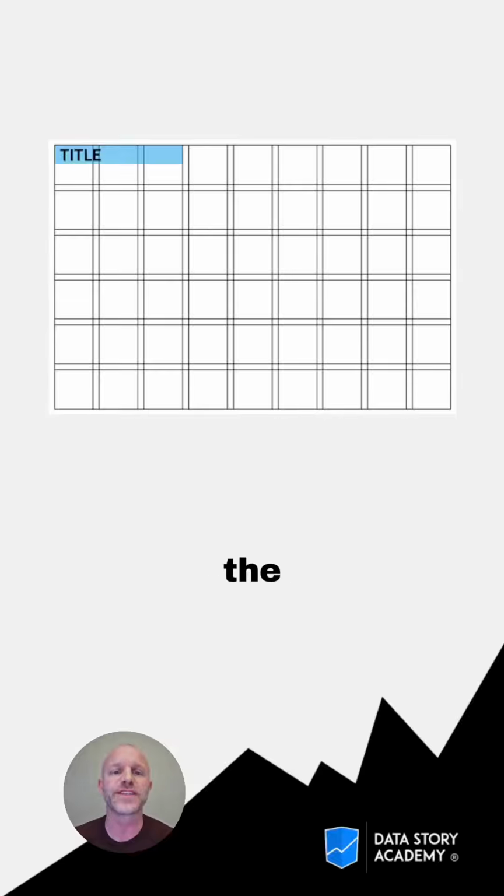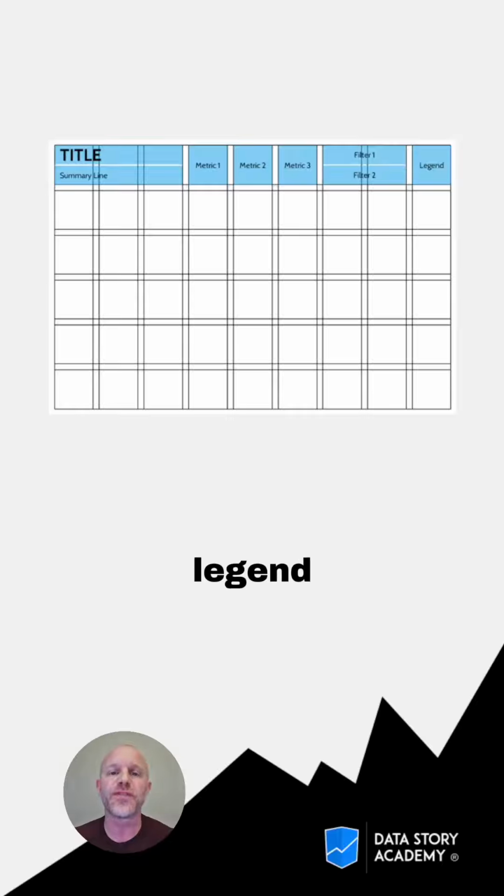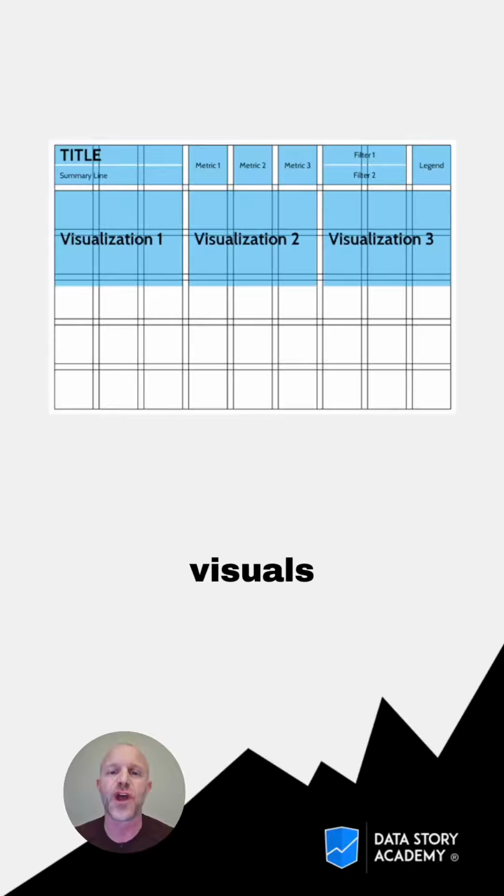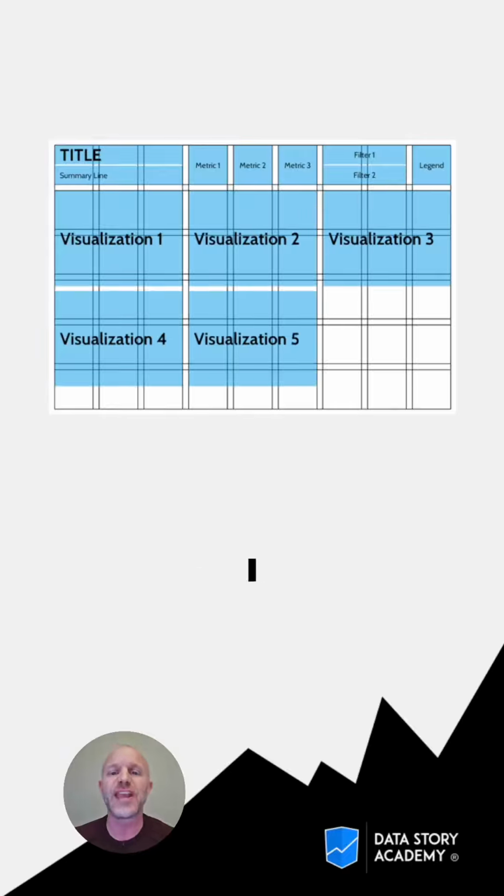So we start with the title and then the summary line in that top left, and then moving across, I'm going to add the metrics as well as the filters, and then that section for the legend or the targeting. Now it's time for the key areas around the visuals, answering those top priority questions. So I lay out all 6 visuals across the grid, and I use that grid to align them perfectly and lay them out in a really effective way.